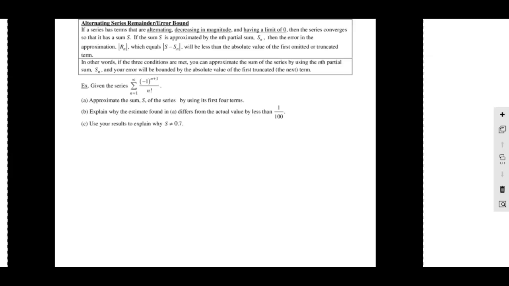Here we go. The alternating series remainder, aka the alternating series error bound. Let's read it. It says, if a series has terms that are alternating and decreasing in magnitude and have a limit of 0, then the series converges. That's basically saying, if you have a series that converges by the alternating series test, then we could have that infinite sum S, and we could approximate that infinite sum by using a partial sum. But a partial sum, only adding together the first n many terms, is going to have an error.